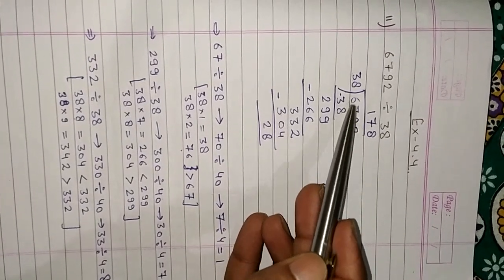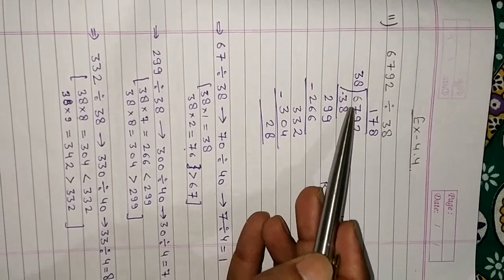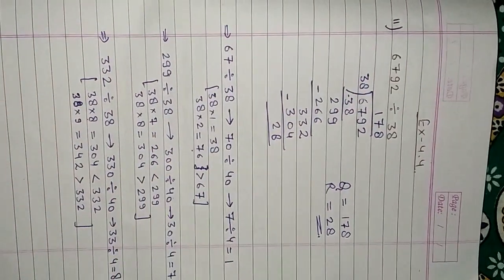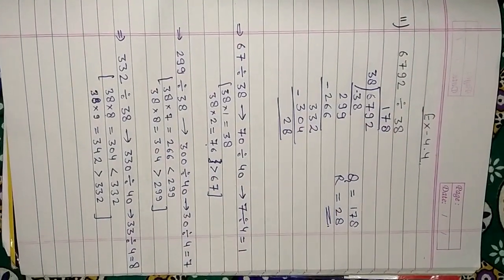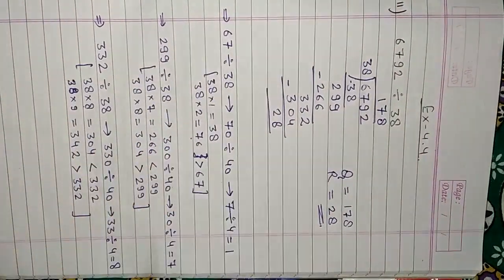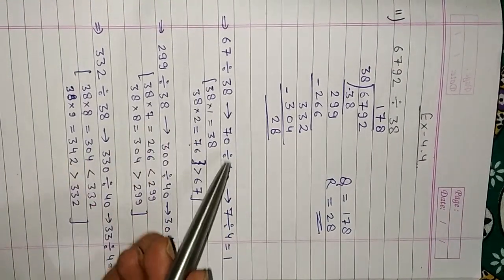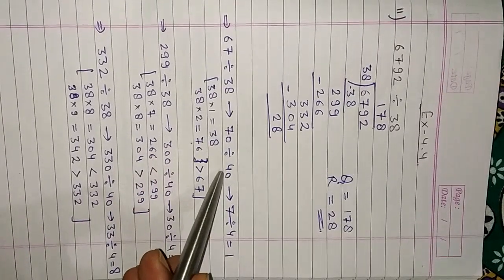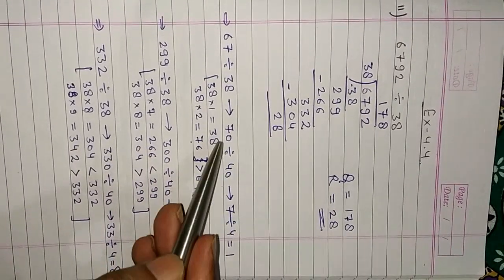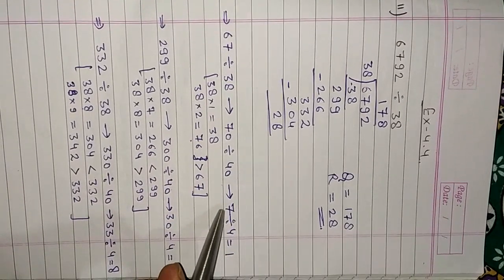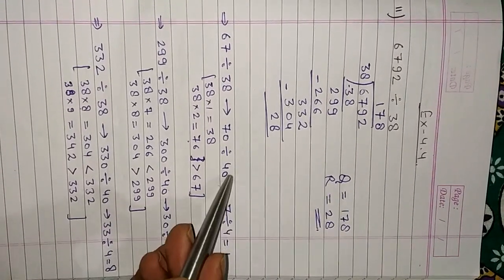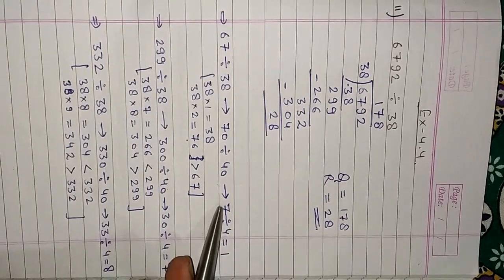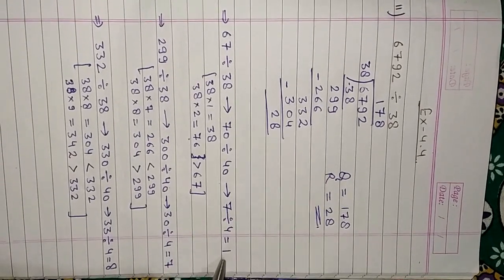6792. First two digits are 67. Now divide 67 by 38. First we will round off to find the quotient for 67 divided by 38. When we round off these numbers to the nearest 10, 67 will become 70 and 38 will become 40. We can write 70 divided by 40 as 7 divided by 4, as 0 will cancel out. So when we divide 7 by 4, the quotient will be 1.